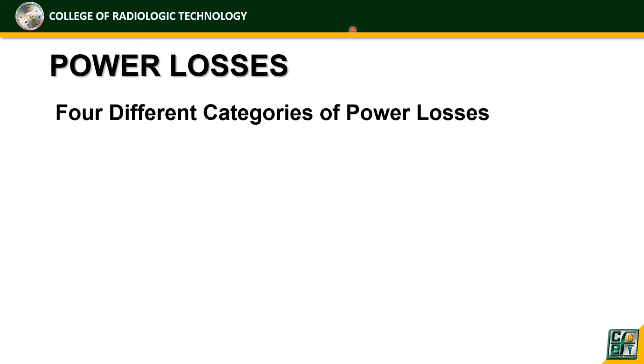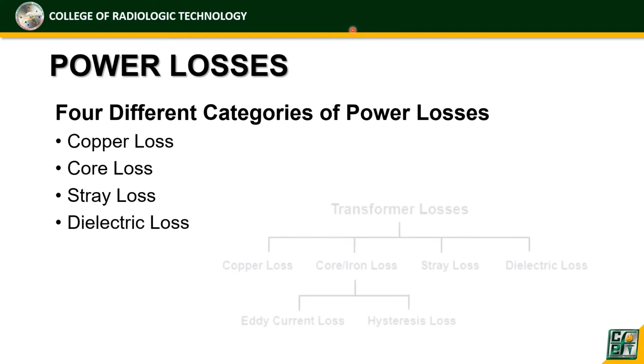Maaaring dahil sa kanyang conductor, maaaring dahil sa transformer core, maaaring dahil sa insulator, or maaaring dahil sa ibang metallic portion ng transformer or ng pathway. Okay? So the 4 different categories of power losses are the following. First, copper loss or copper losses, core loss, stray loss, and dielectric loss.